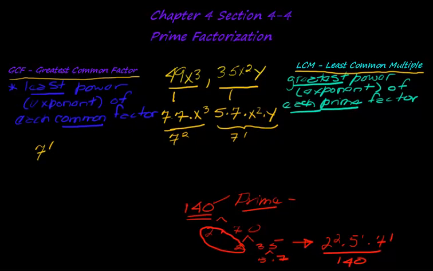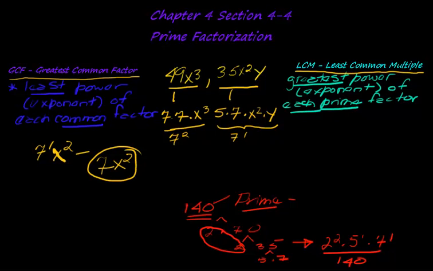Now let's look at, in order, is x a common factor? Yes, it is. What is the least power? It is 2. And we look at y. Is y common to both? It is not. So the greatest common factor between these two polynomials is 7x squared.